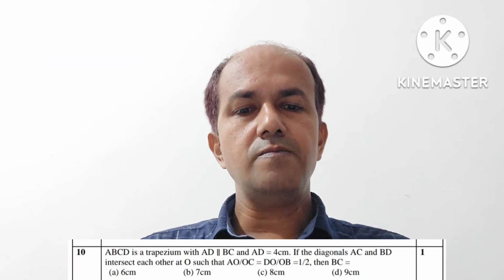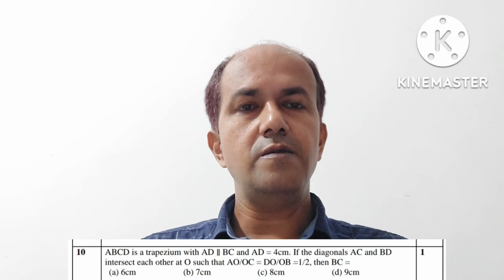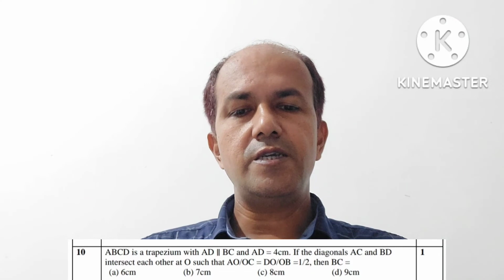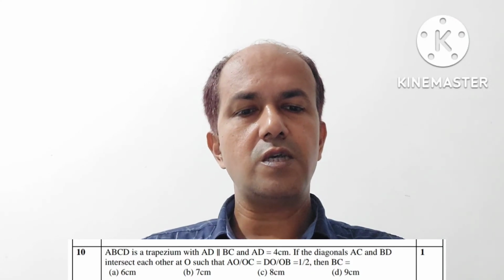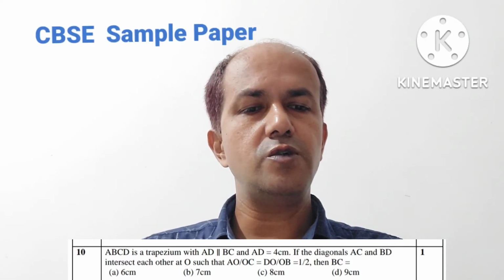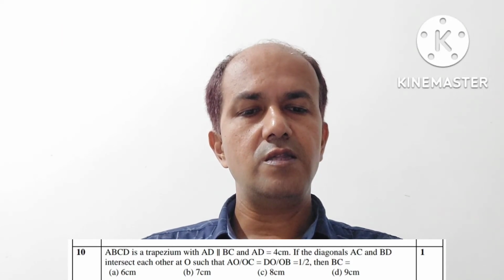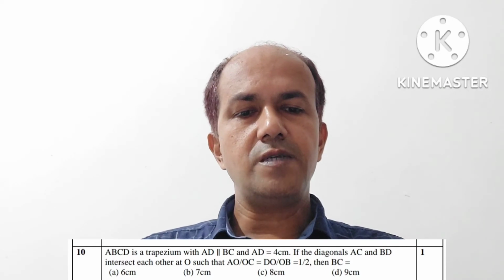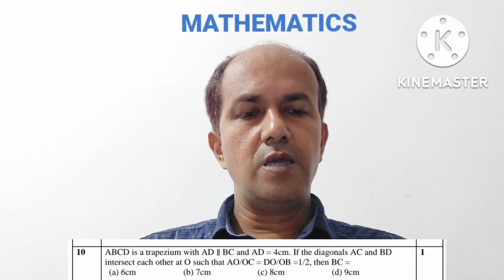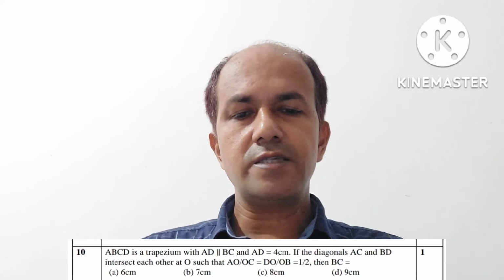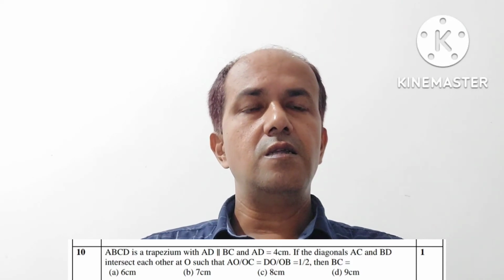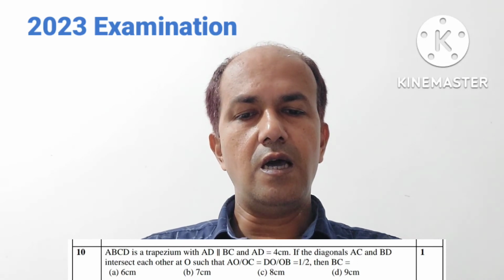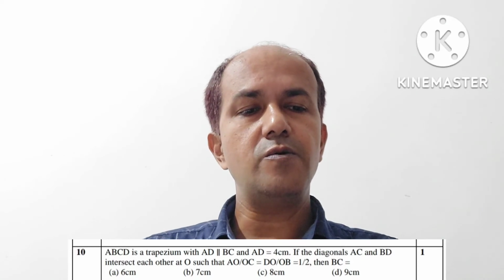ABCD is a trapezium and AD is parallel to BC. AD is 4 cm. If the diagonals AC and BD intersect each other at O such that AO by OC equals DO by OB equals half, then find BC. You know, in a trapezium, if two diagonals intersect each other, then the triangles formed here will be AOC, AOD and BOC.